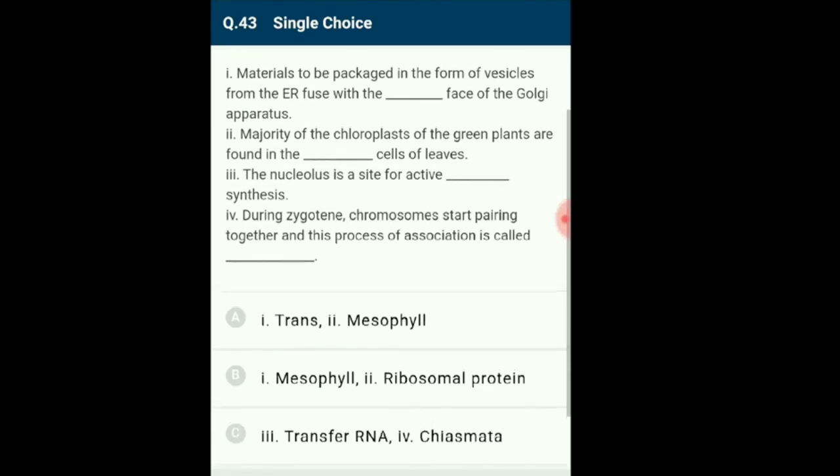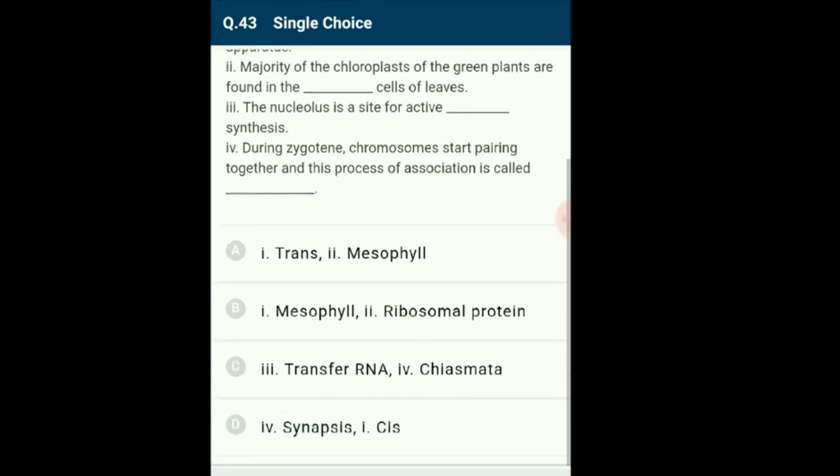Synapsis is pairing of homologous chromosomes that occurs in zygotene phase of prophase 1 of meiosis. Golgi has two phases, one facing nucleus called as cis, concave or forming phase, and the other facing the cell membrane called trans, convex or maturing phase. Proteins from the endoplasmic reticulum enter the cis phase of Golgi, move past Golgi and exit from the trans phase of Golgi. So the answer for this question is option D.